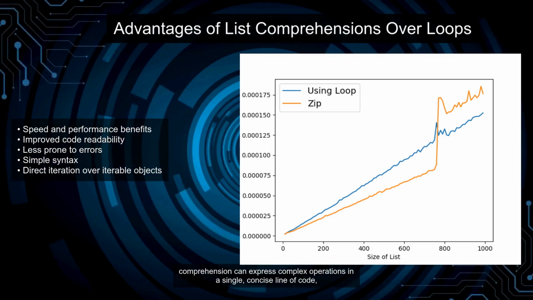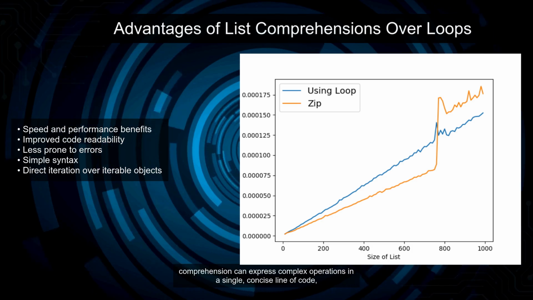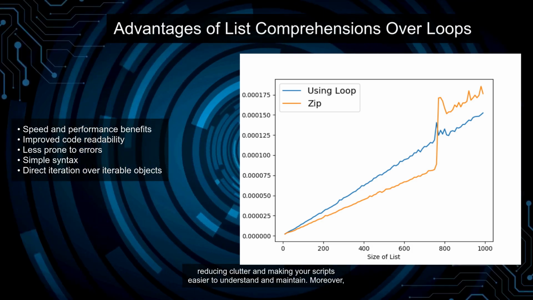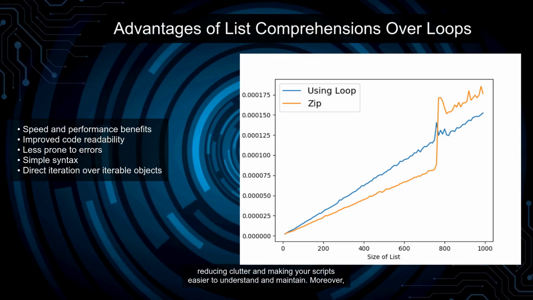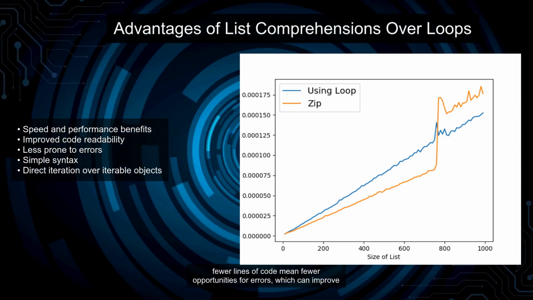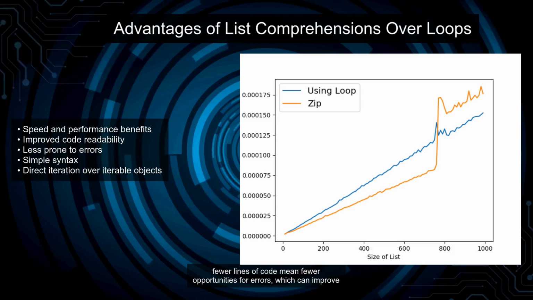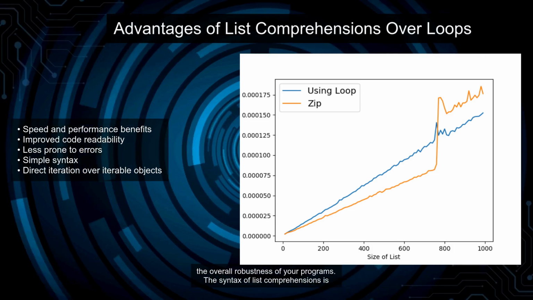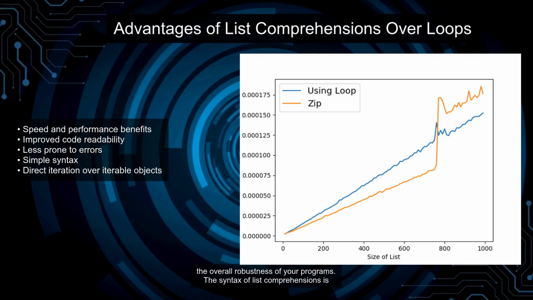Another key advantage is readability. A well-written list comprehension can express complex operations in a single, concise line of code, reducing clutter and making your scripts easier to understand and maintain. Moreover, fewer lines of code mean fewer opportunities for errors, which can improve the overall robustness of your programs.